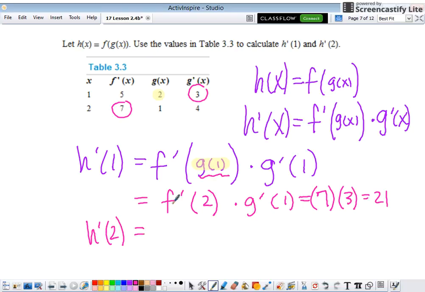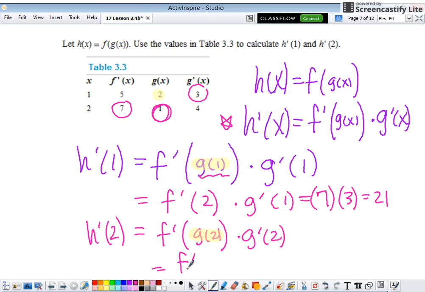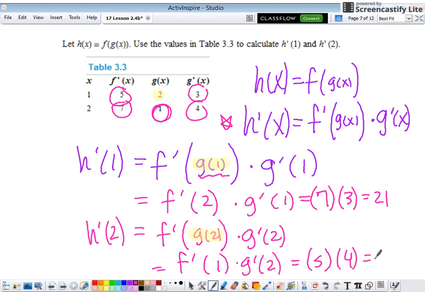Okay, h prime of 2, I'm going to use the same derivative rule here, should be f prime of g of 2 times g prime of 2. So I'm going to find this piece first, g of 2. I look up here in the table, and g of 2 is 1. So now I get f prime of 1 times g prime of 2. Okay, f prime of 1 is 5. g prime of 2 is 4. 5 times 4 is 20.